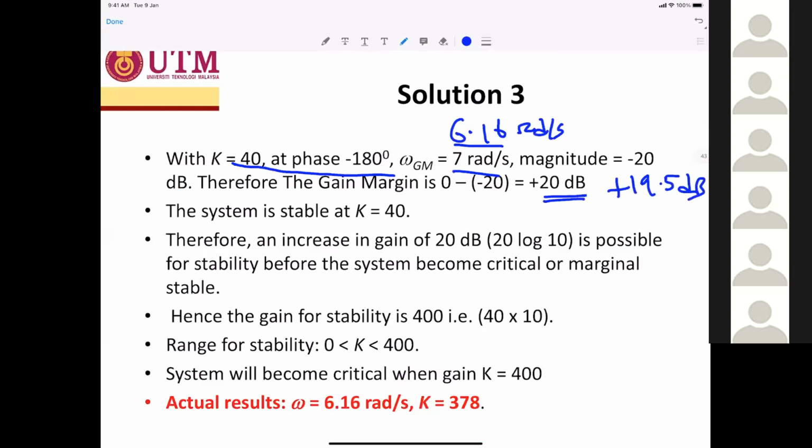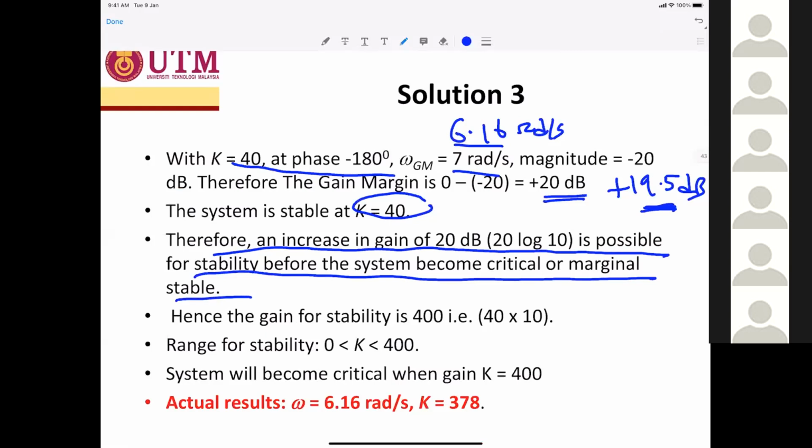It is more or less the same reading. I think the 20 decibel is by straight line approximation, while 19.5 is based on the actual computing. So the system is stable at k equal to 40. Therefore, an increase in gain of 20 decibels is possible before the system becomes unstable. Hence, the gain for stability is 400, which is 40 multiplied by 10. So the range of stability is 0 to k equal to 400.